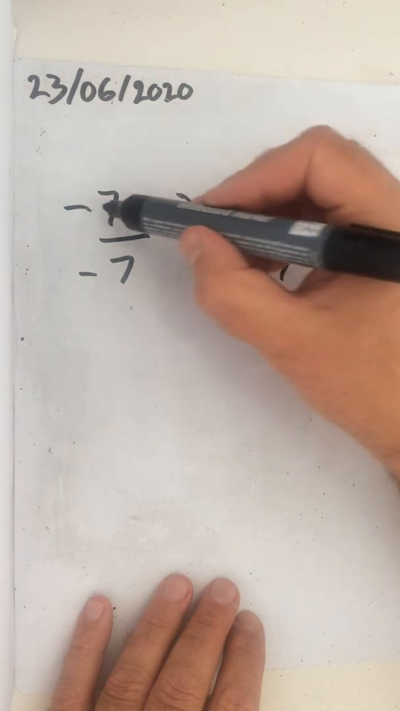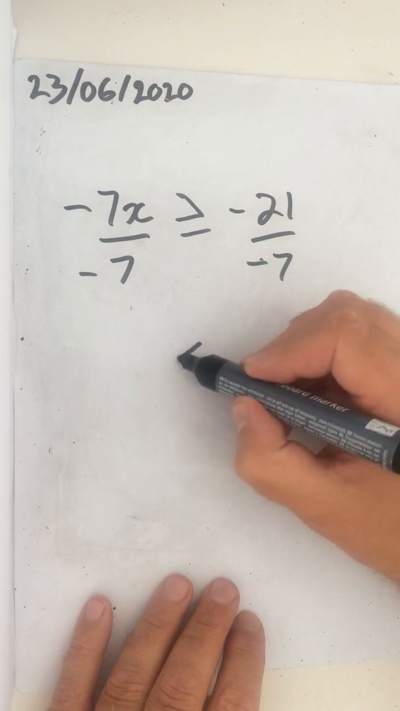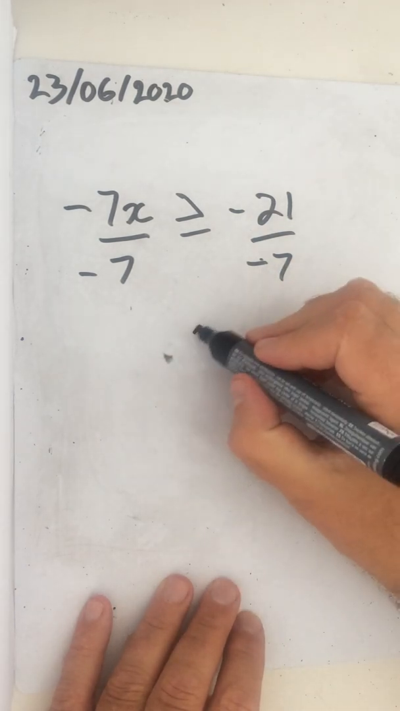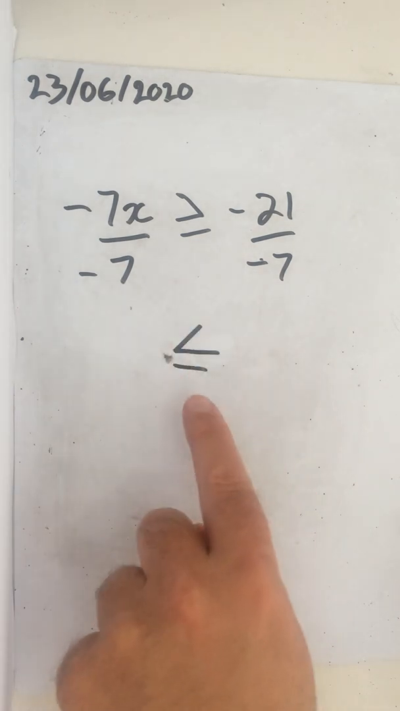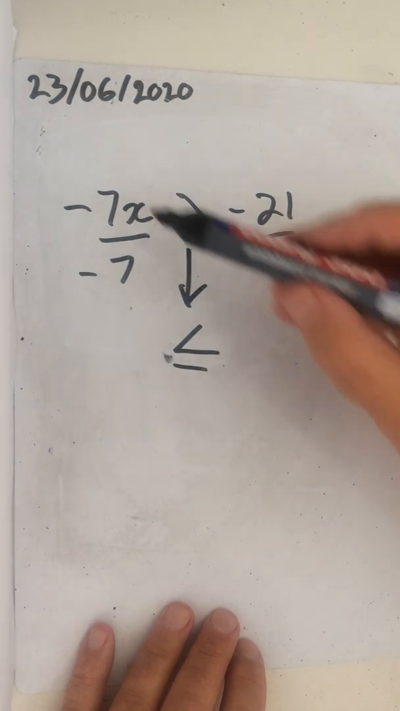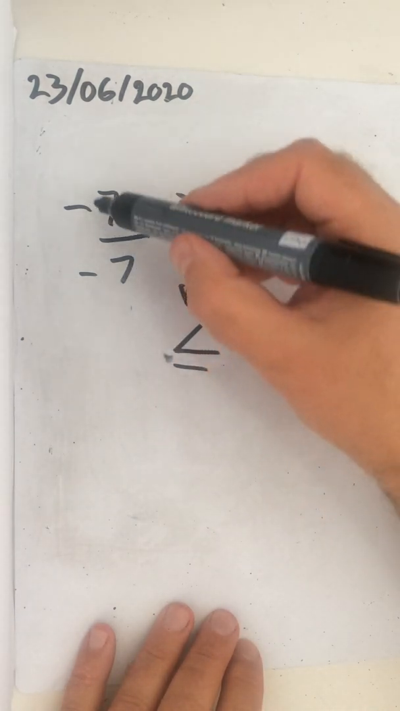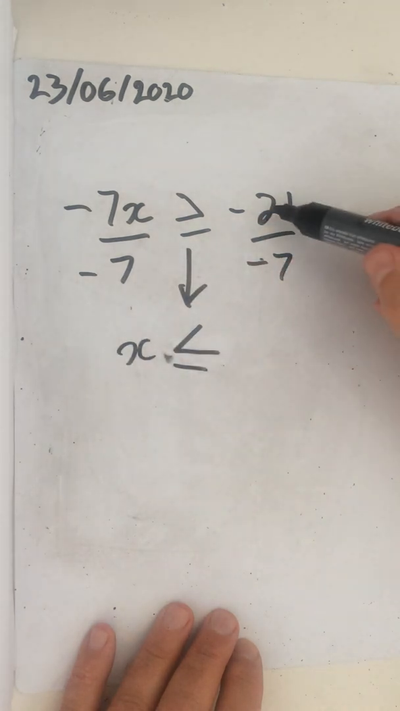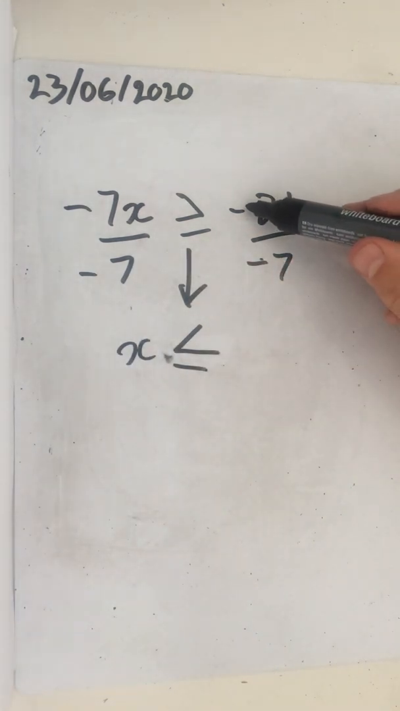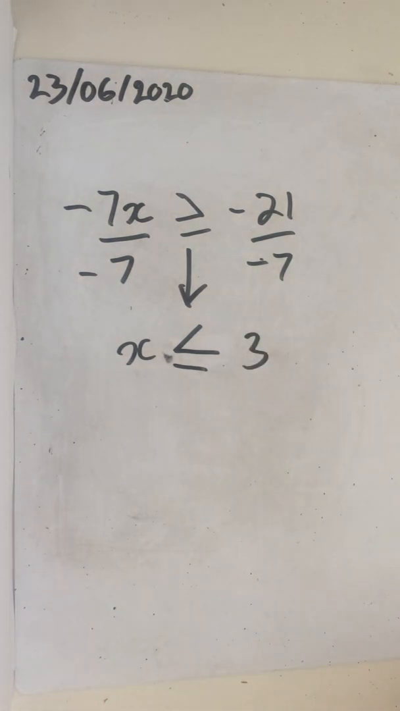But even before that, we know, because this is a negative 7x, ultimately our sign at the end is going to swap. Okay, we're going to change direction. So minus 7x divided by minus 7 gives us x, and then again a minus divided by minus gives us a positive number. So our answer would be that.